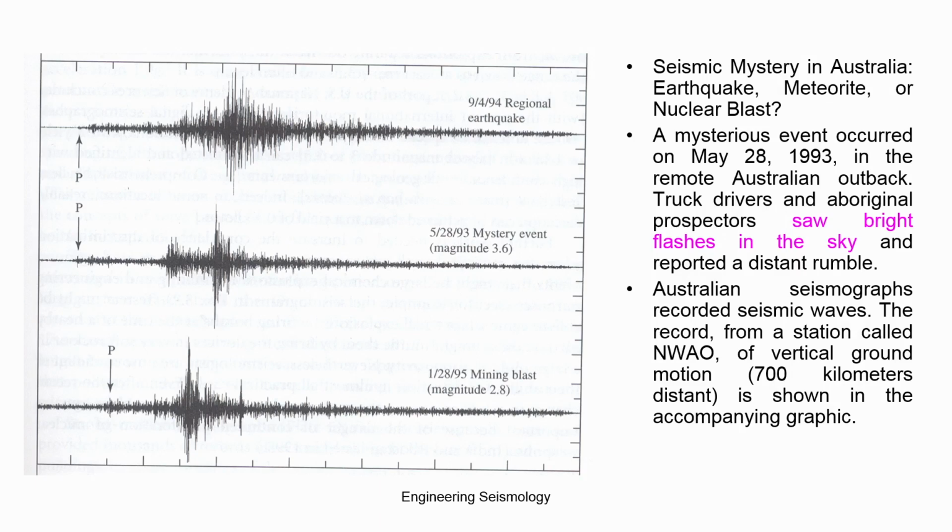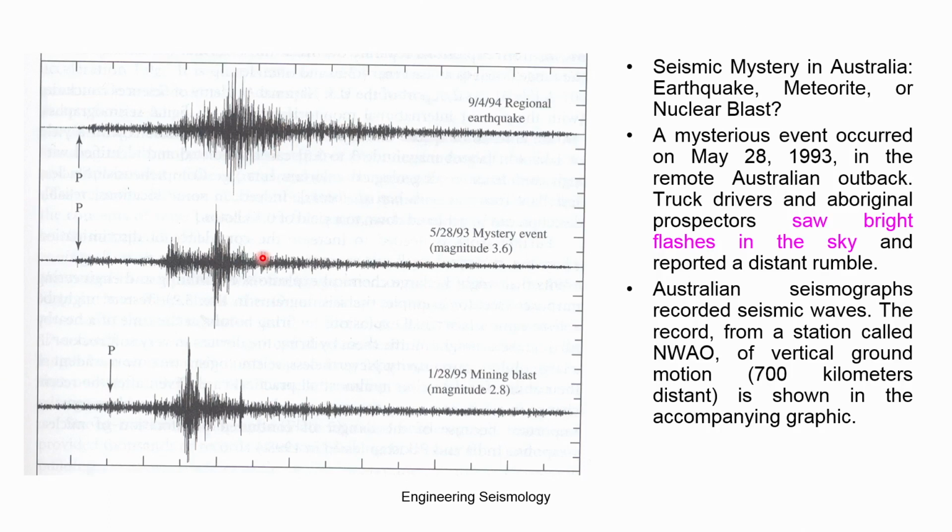In those places, the Australian seismogram recorded seismic waves at the NWAO station, showing vertical ground motion, about 700 kilometers away. So this is the regional blasting. This particular data is unable to classify whether this is an earthquake or an explosion. There is no clue, and they were still not able to distinguish properly. Sometimes such mysterious events can occur.